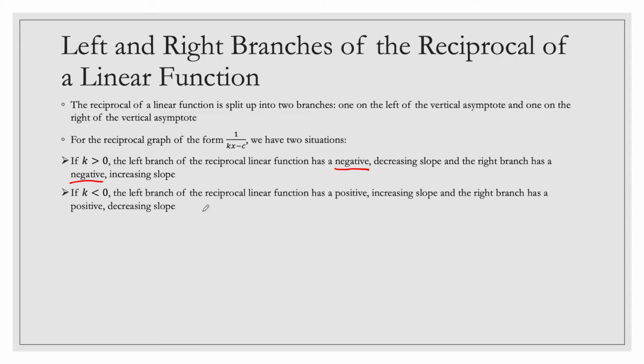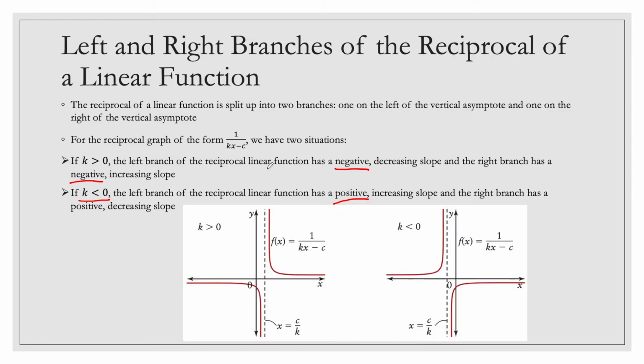And if k is less than 0, then that means that the slope of the linear function is negative, and that also means that the reciprocal of the linear function should be positive. In this case, the left branch has a positive increasing slope and the right branch has a positive decreasing slope. My recommendation, instead of memorizing this, is to simply look at the graph that is given in the textbook, as this is a good indication of what the reciprocal of linear functions will look like and the two different cases that we have. So this is when the slope of the linear function is positive, and this is when the slope of the linear function is negative.